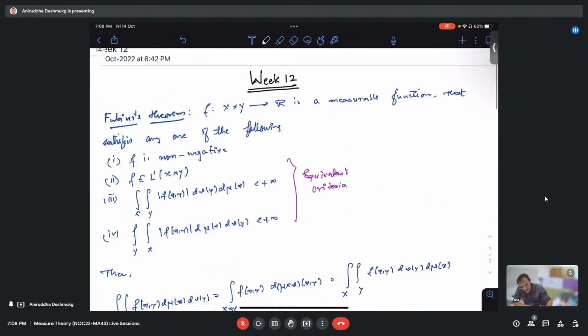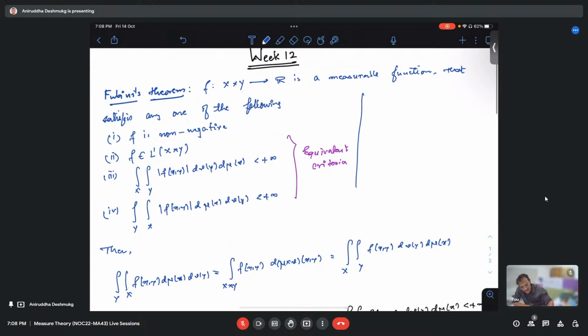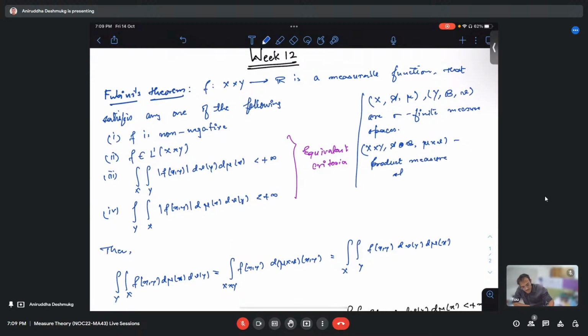One more thing, one must assume here that all these spaces, of course we need measure spaces for this, that (X, A, μ) and (Y, B, ν) are sigma-finite measure spaces. That is what we require. Then we can construct X × Y, A × B, μ × ν. This is the product measure space. With all this construction, only then can we state the Fubini theorem.